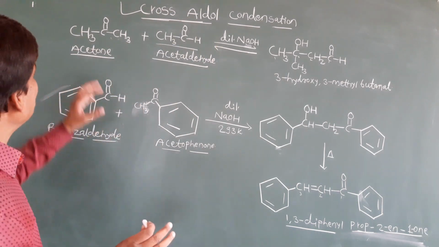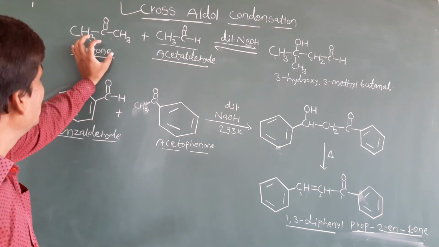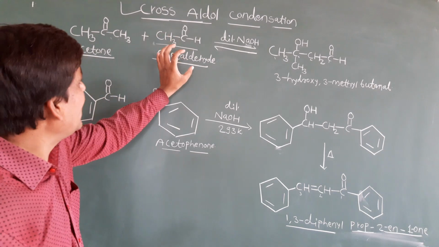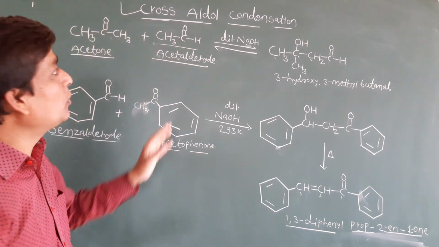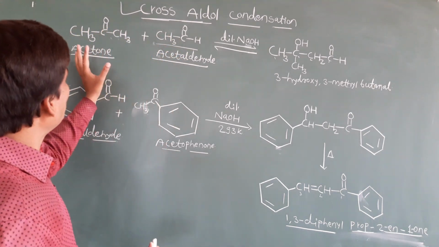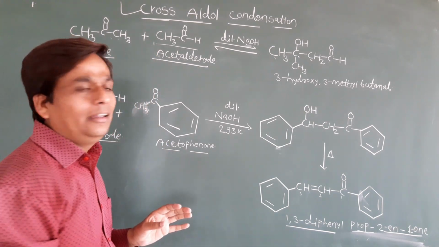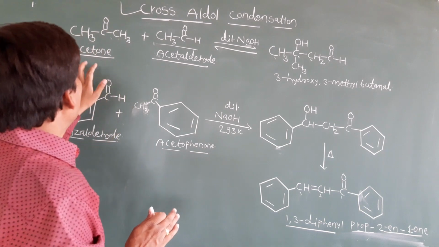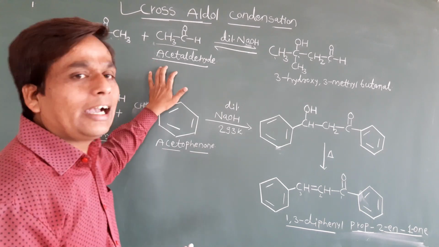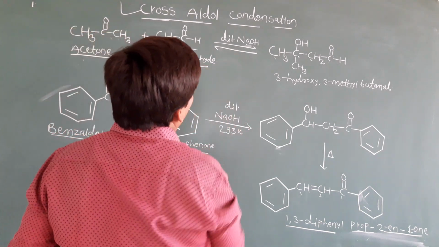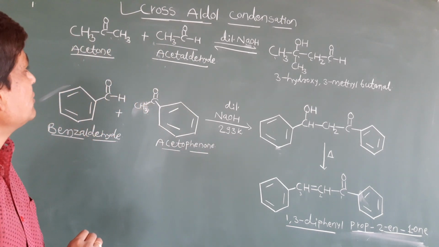In aldol condensation, we use the same molecule, like acetone plus acetone or acetaldehyde plus acetaldehyde, and then only the aldol condensation will occur. But in cross, we can use two different components. The remaining reaction conditions will be the same. One acetone and one acetaldehyde molecule will react in the presence of dilute NaOH. So see the reaction here, students.